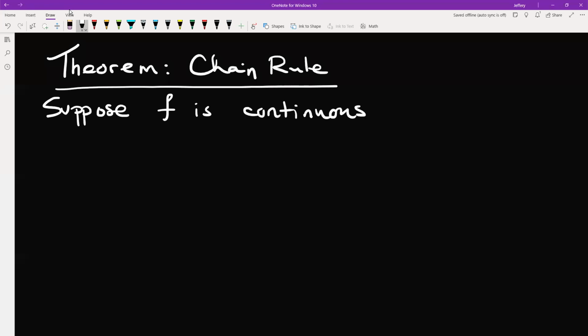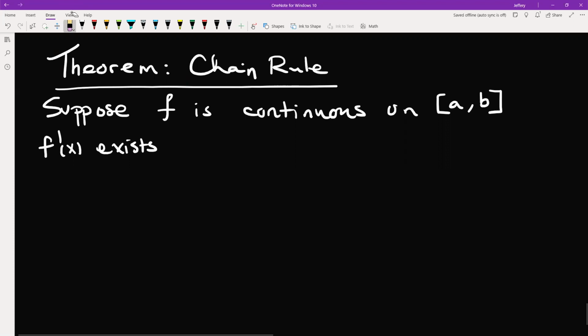And where is f continuous, you might ask? That's right, on A to B. Okay, so f is continuous. F is differentiable at some point x. And of course, well, let me write it like this. F prime of x exists for some x in AB. Okay, so right now we've got f is continuous on AB. F prime of x exists at some point in AB.